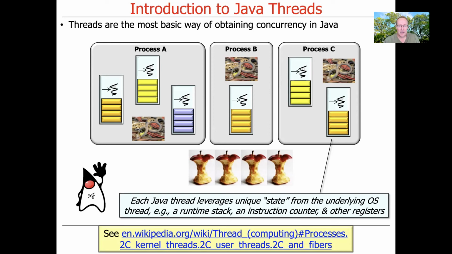There's also something else that's unique to each thread, which is basically things like its thread-specific storage resources. So runtime stack, instruction counter, thread-specific storage, those are all things that are unique to a thread.